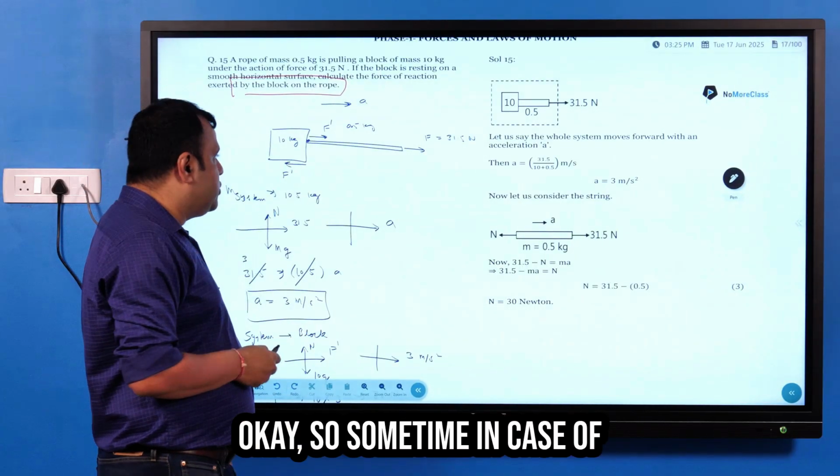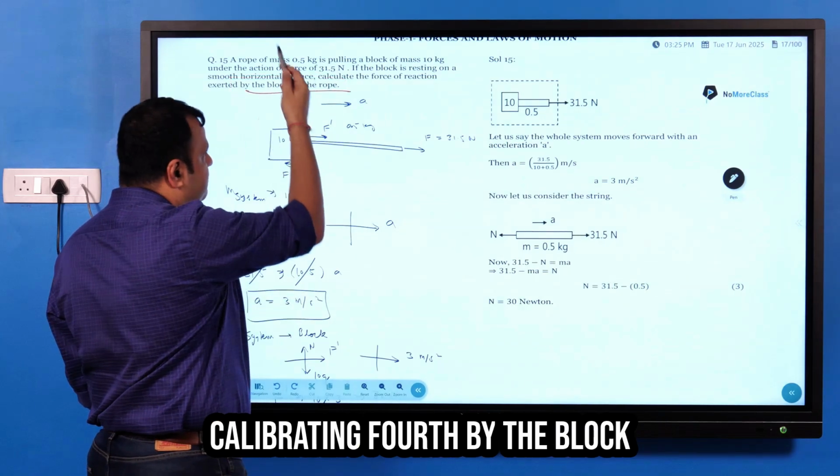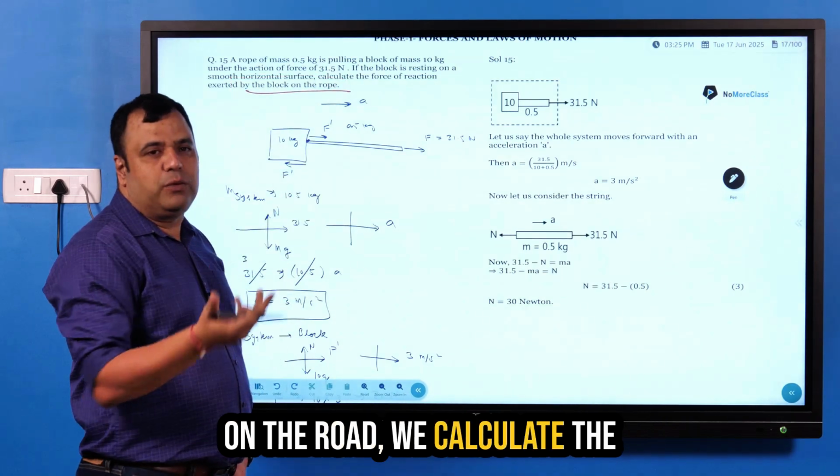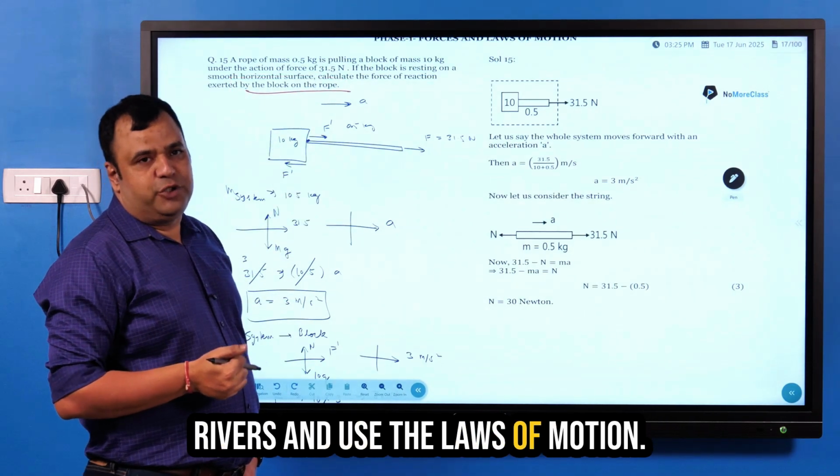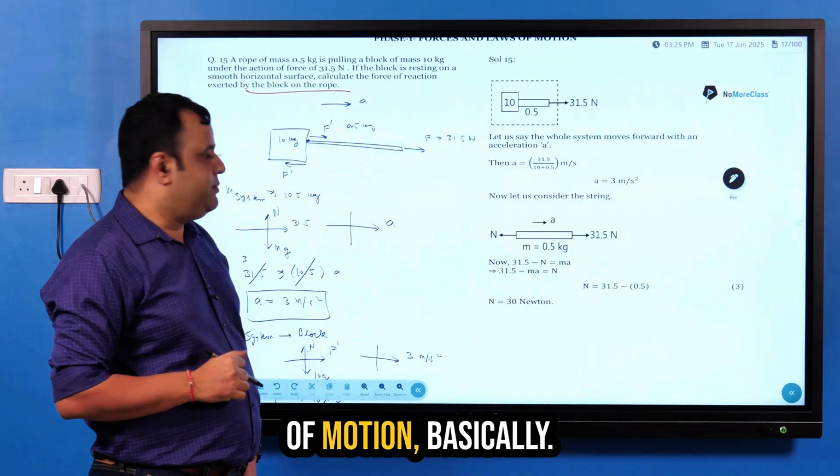So sometimes, in place of calculating the force by the block on the rope, calculate the reverse and use the laws of motion. This is the third law of motion, basically.